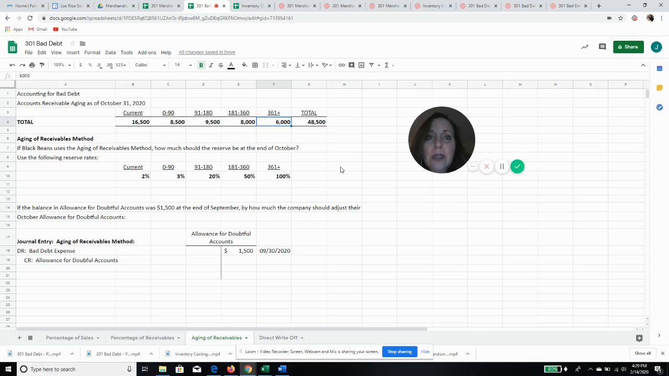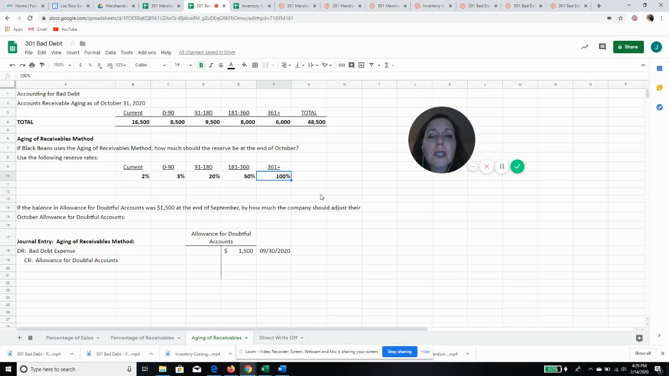Using the aging of receivables method, we reserve for each of these balances at a different rate. So for the current, which isn't even due, we're only going to reserve 2% of that. We think, historically speaking, a couple of them may not pay, but we're looking pretty good. The percentages get higher as the receivables get older, until finally, for balances that are more than a year past due, we're going to reserve 100% of them.